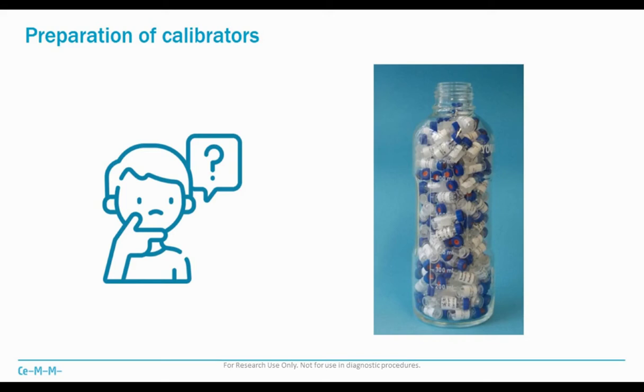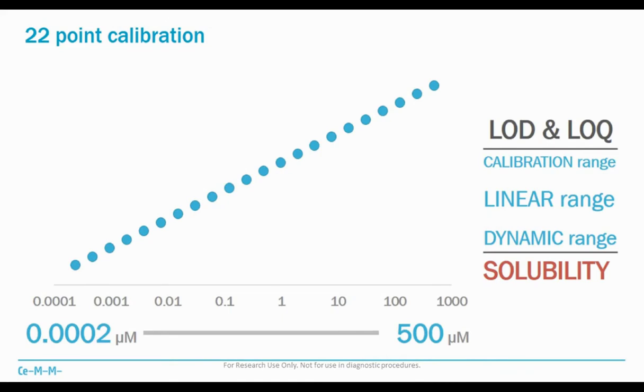So we thought about what to do, and the solution that we came up with was an experiment that we called 22-point calibration. The basic idea was that we start for every single metabolite at a relatively high concentration of 500 micromolar, and then make a 1 to 2 dilution. And this we would repeat 21 times. So then we had a concentration range from 500 micromolar to 0.2 picomolar, right?